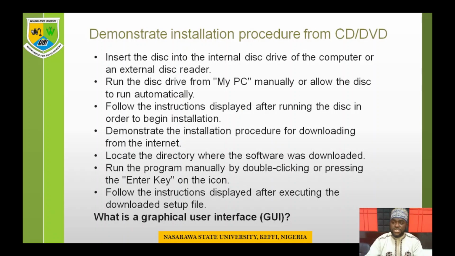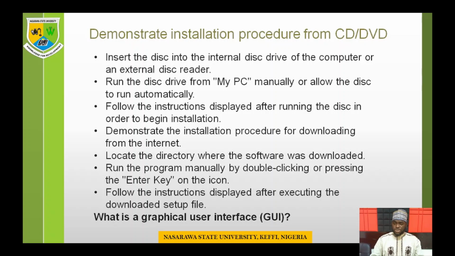So if you want to install a software from your CD, you insert your disk into the internal disk drive of your computer or the external disk reader. You run the disk from My PC manually or allow the disk to run automatically. You follow the instructions as displayed after running the disk in order to begin the installation.